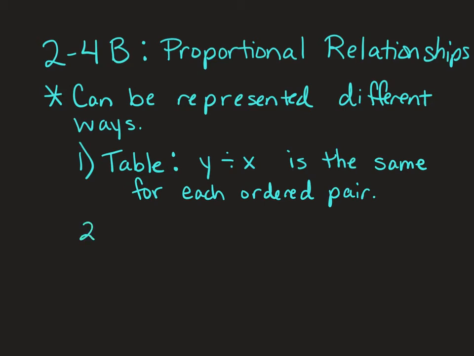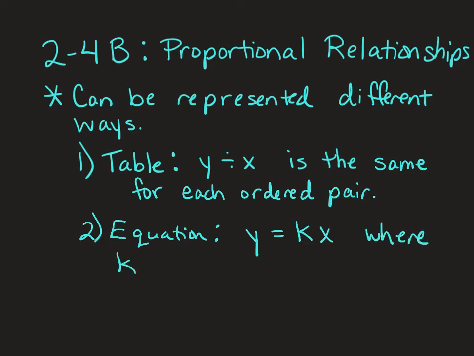The second type is an equation. You could see proportional relationships in an equation. The equation will always be in this form: y equals a number, we call it k, times x, where k is a number.